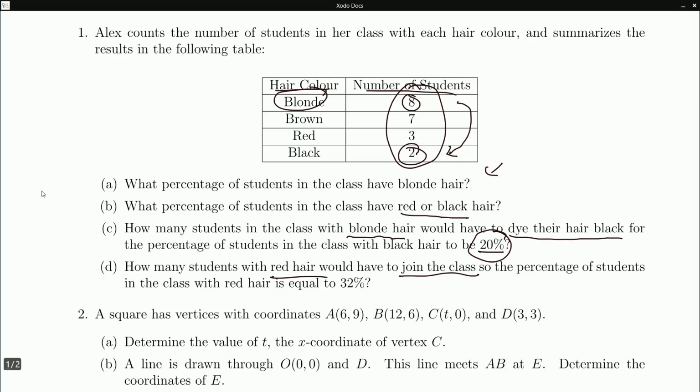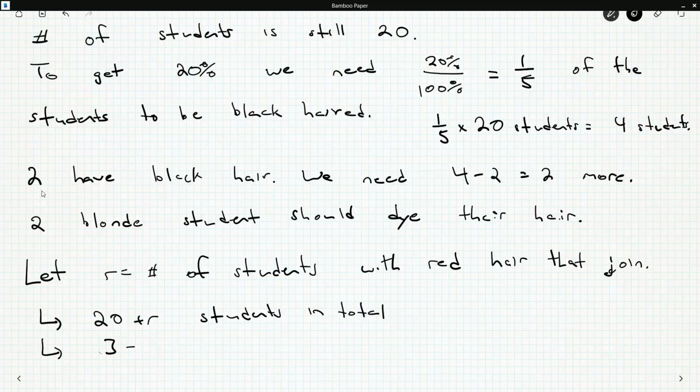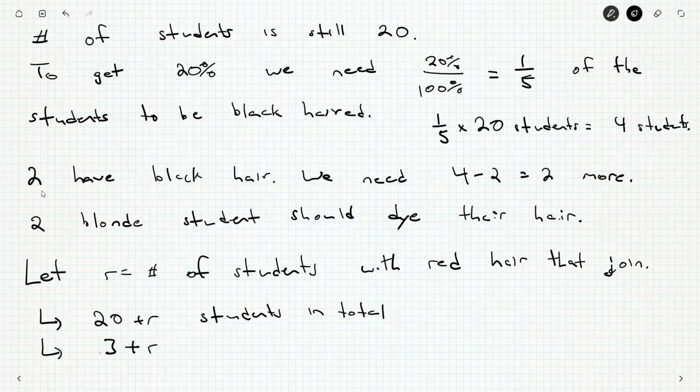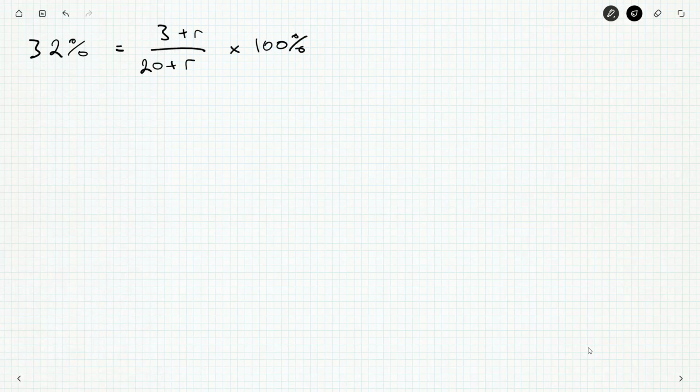Let's just go back and double check. 3 students with red hair. So we have 3 already with red hair, and then we have R more that have red hair. So this would be 3 plus R students with red hair. And I can turn this into a fraction just like I did in parts A and B. The only difference is I know the percent that I want. So 32% is going to be our fraction times 100%. The thing we have to solve for here is R, not figure out the percentage.